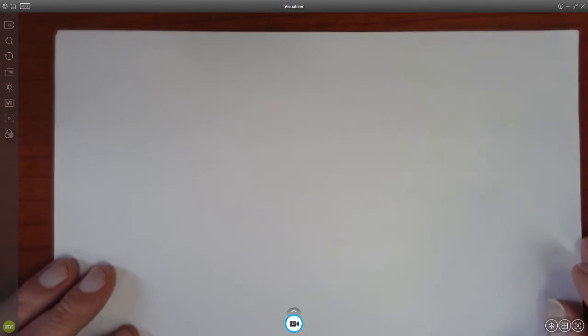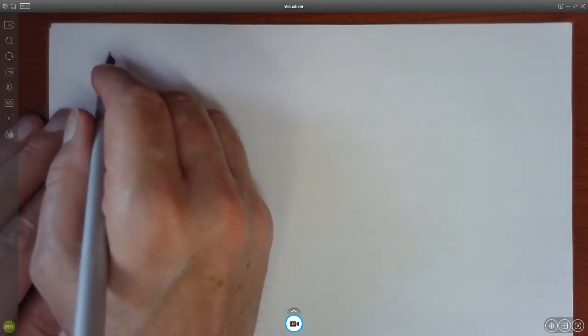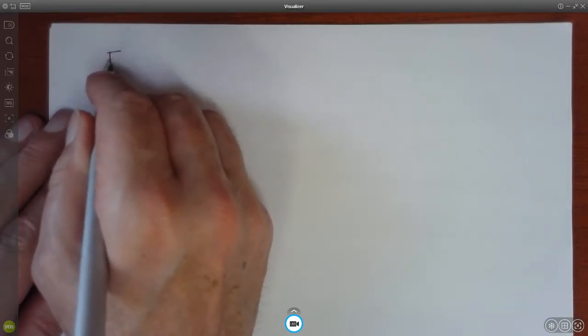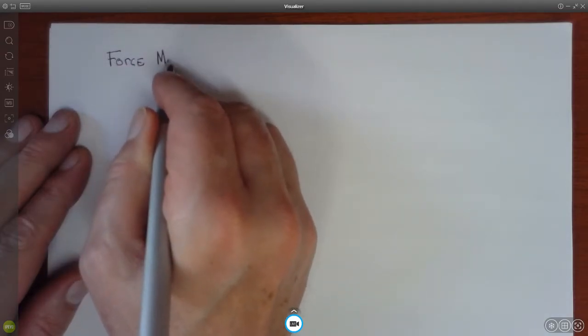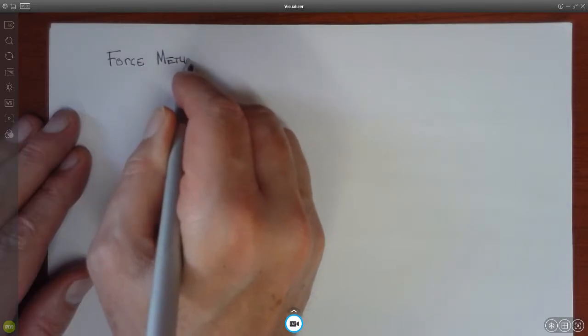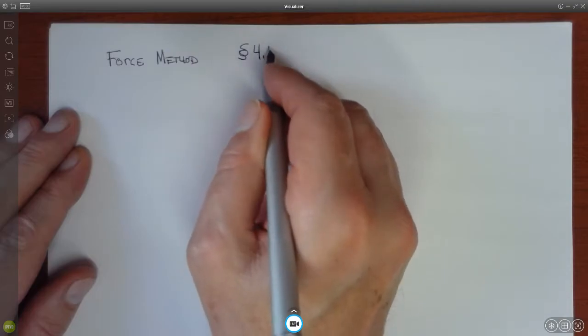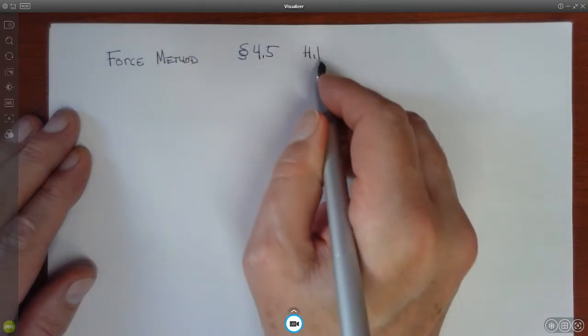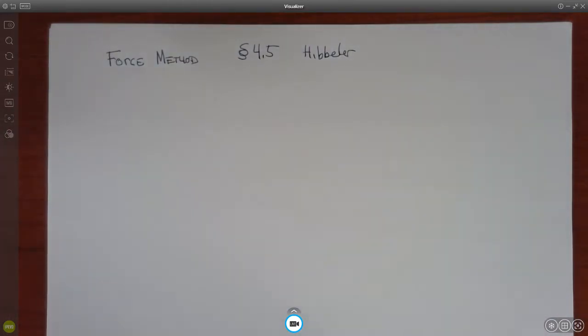But anyway, okay. So what I'm going to try to do here is go over another approach for solving statically indeterminate structures. This is what we call the so-called force method, and this is in section 4.5 in Hibbeler. Some people find this a little easier to use.